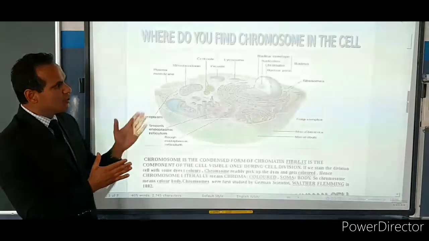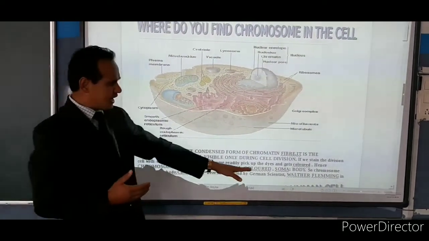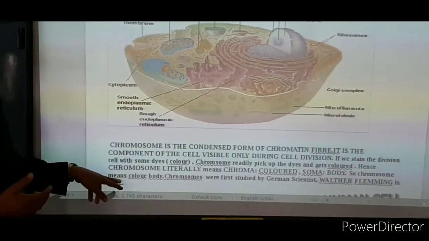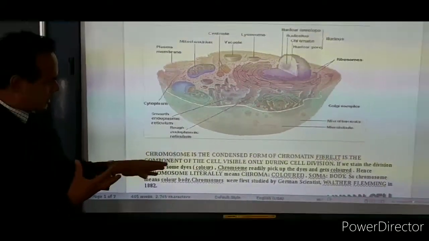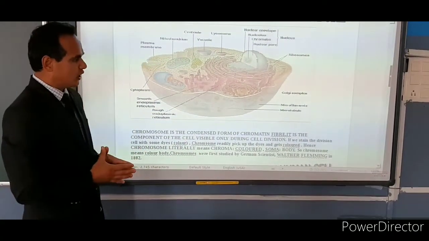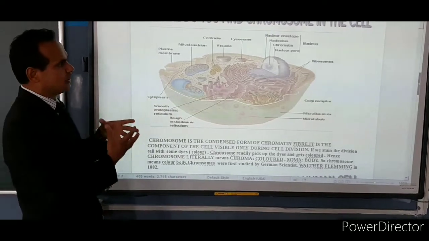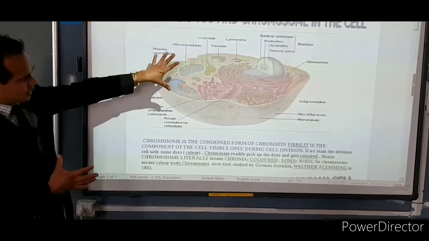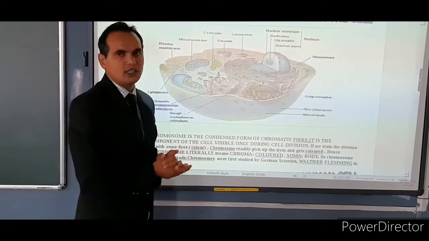And then we know that the chromosome was first discovered by the German scientist Walther Flemming in 1882. Literally, the word chromosome comes from chroma, which means colors, and soma means body. Hence the name chromosome literally means colored body. Okay, so thus in the largest cell organelle, we find the chromosome.